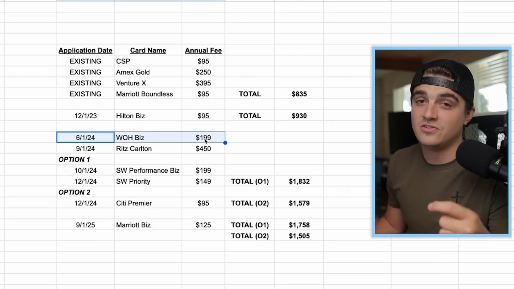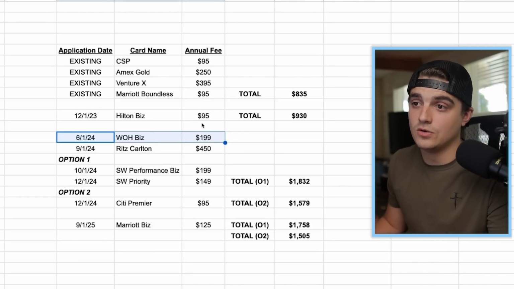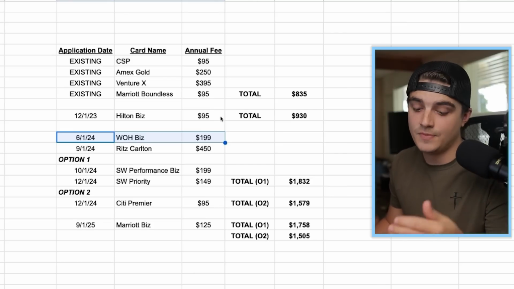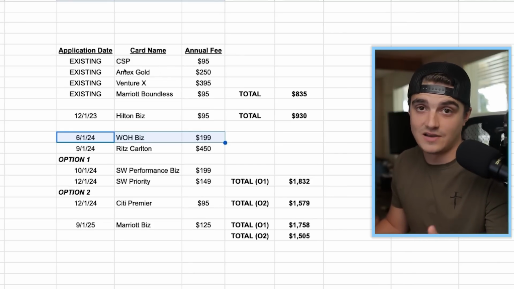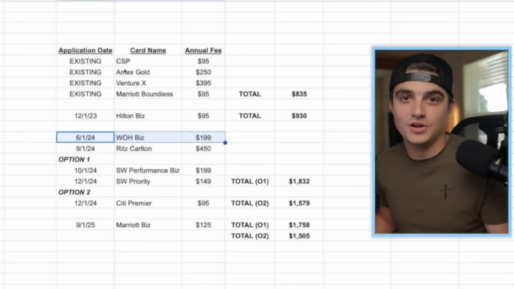But this World of Hyatt business card is genuinely going to be a card that I only probably keep for 1 year, and that would be the first card out of my entire credit card setup that I would only keep for a year. All my other credit cards I try to justify keeping forever, but this is one where I'd really just be getting it for the welcome bonus, and after that I'd be canceling it.